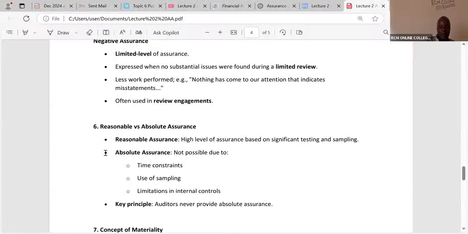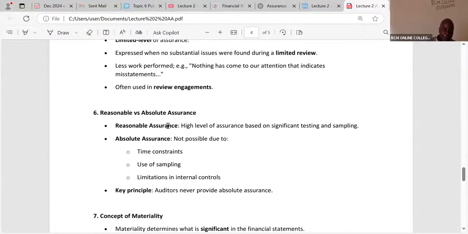Now from there, we have number 6 here, reasonable versus what we call absolute assurance. Reasonable assurance is a high level of assurance based on significant testing and sampling. Significant, not 100%, significant. Absolute assurance is not possible, because absolute assurance is giving you 100% comfort that these directors are not thieves. It's not possible due to time constraints, use of sampling, because I'm not doing a census, I'm doing sampling, and limitations in internal controls. Key principle: auditors never provide absolute assurance, never.